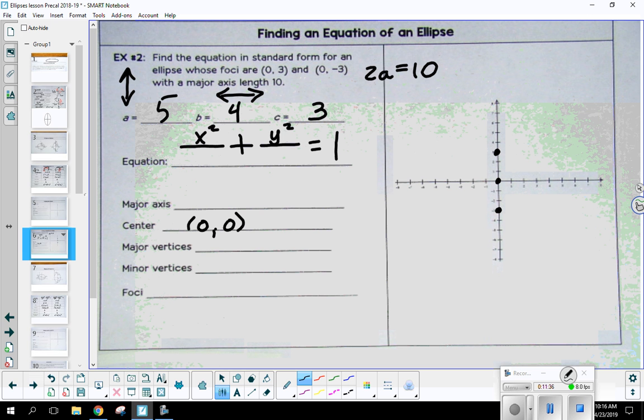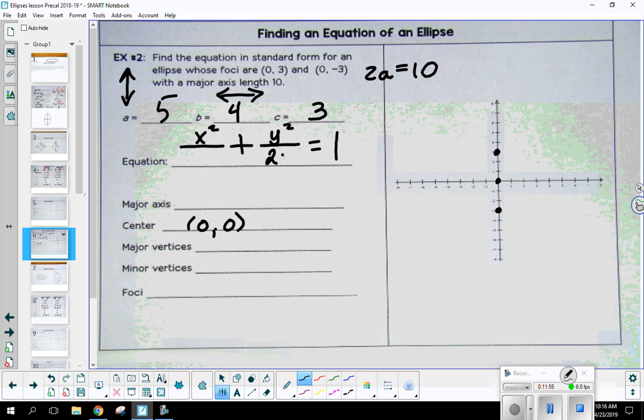But it does matter where I place them. Jack, where would you place the 25? Below the X or below the Y? Very close. Below the Y. There we go.